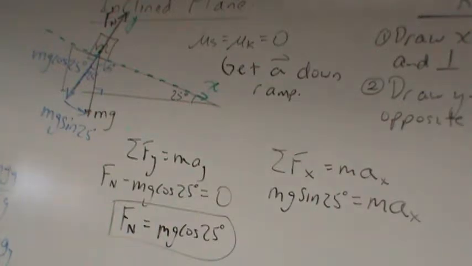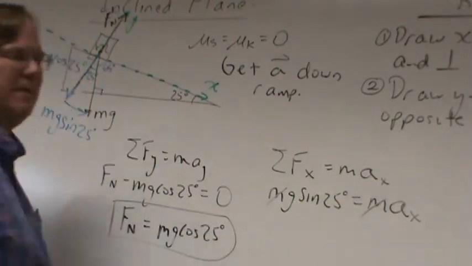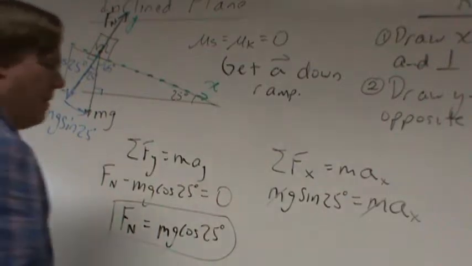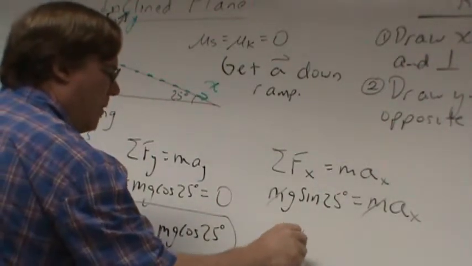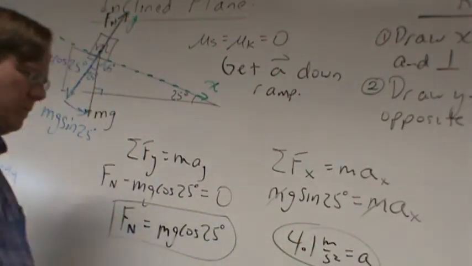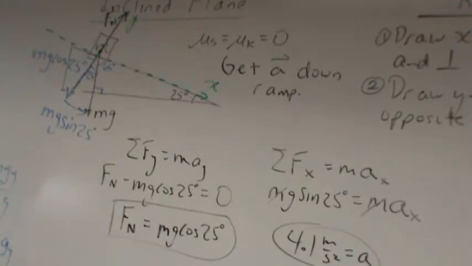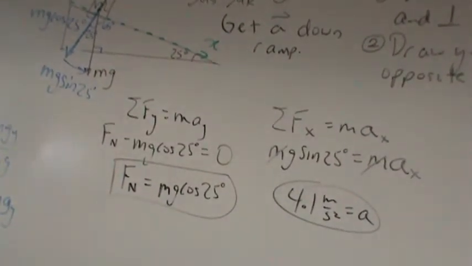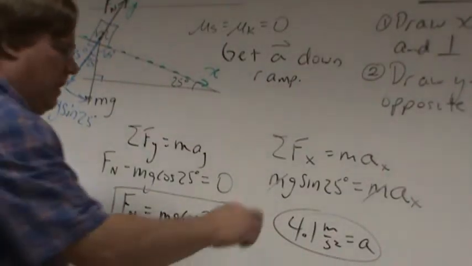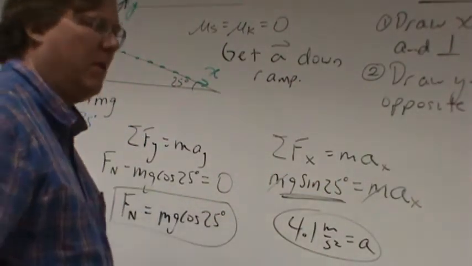By the way, can someone tell me why I never got around to telling you what the mass of that object is? Because it cancels. If you put me and Noel on the same ramp, we'd slide down at the same rate. The fact that I'm significantly more massive than she is irrelevant. So I got g sine 25, which ends up being approximately 4.1 meters per second squared. You guys okay with that? G sine 25, that was my acceleration.